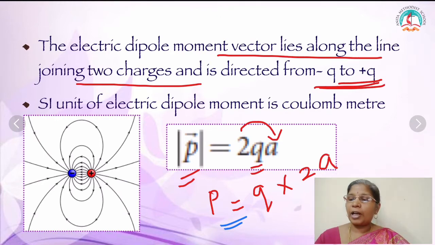With the help of the formula now I am giving the unit. What is the unit of charge? Unit of charge is coulomb. What is the unit of distance? Distance is meter. So the unit of dipole moment is coulomb meter.